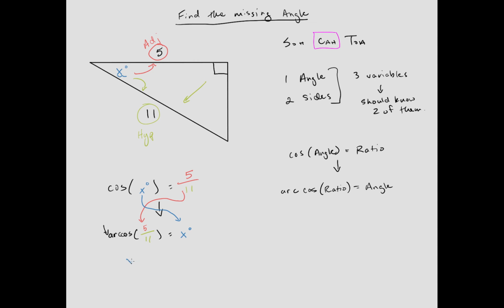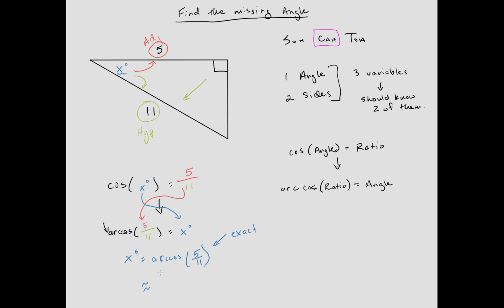So I'm actually just going to rewrite this real quick. X degrees equals the arc cosine of 5 over 11. That's actually our exact answer. But just like before, the more useful answer is more likely to be our approximation. All right, so let's go ahead and get that approximate angle, which is just 62.96 degrees. And we can put that up in our diagram here.